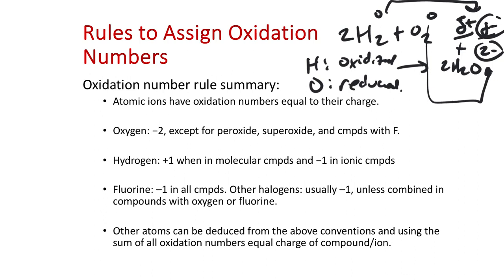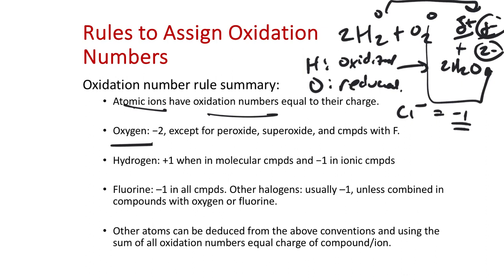And so our basic rules: for atomic ions, their oxidation numbers are just their charge. This is really pretty easy. Something like Cl- would just be -1, Na+ would be +1, Mg2+ would be +2. So if you have an atomic ion, the oxidation number is just whatever its charge is.